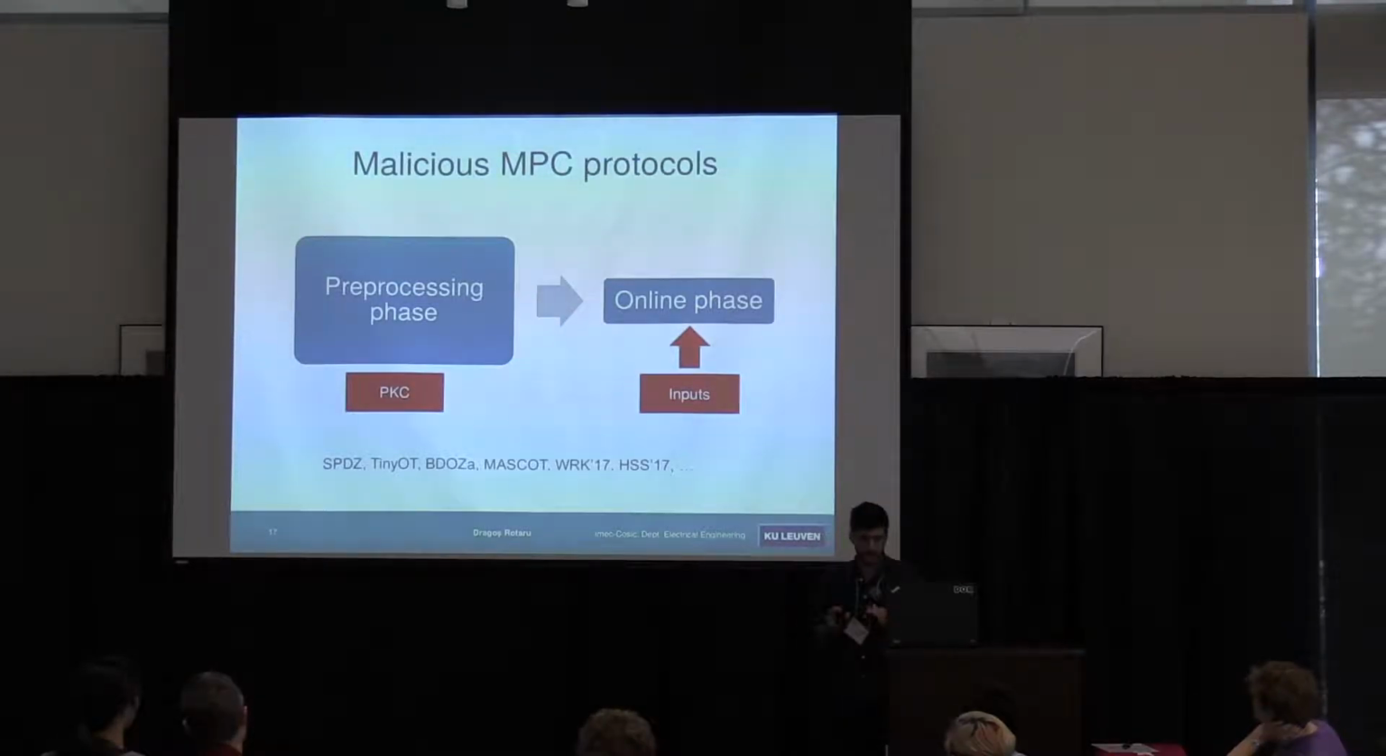Good. So now let's recap. What are the malicious security protocols based on? There's usually two phases. There's the pre-processing phase, and there's the online phase. The pre-processing phase usually requires public key crypto. It does require public key crypto for the malicious setting. Whereas for the online phase, we have our inputs and we use the pre-processing phase to compute over our inputs.